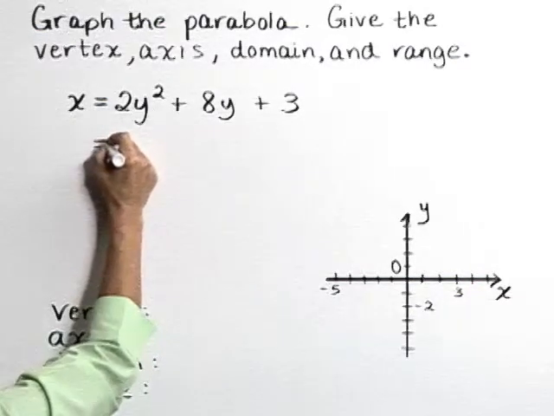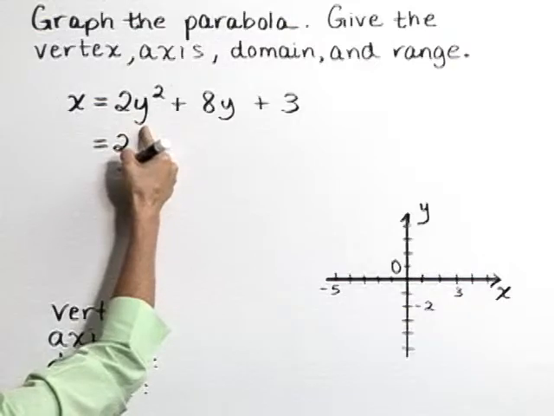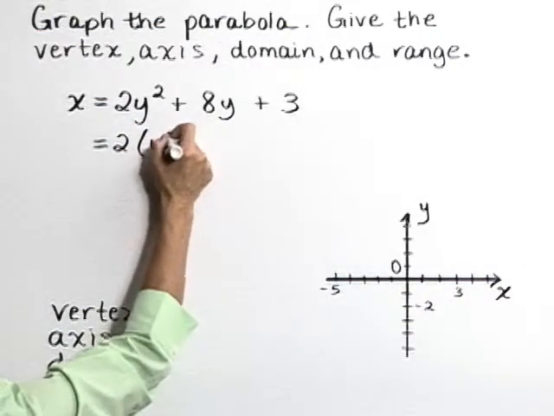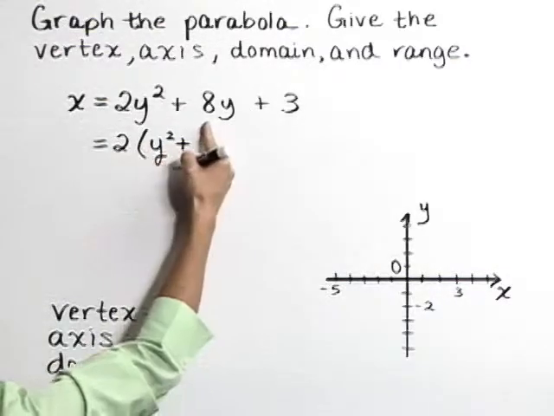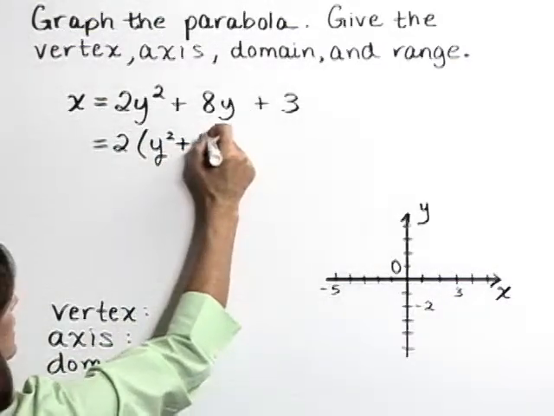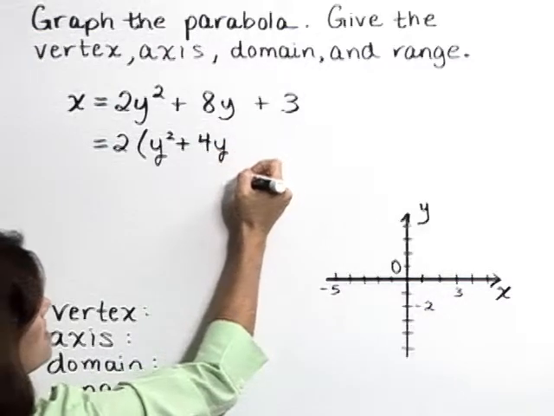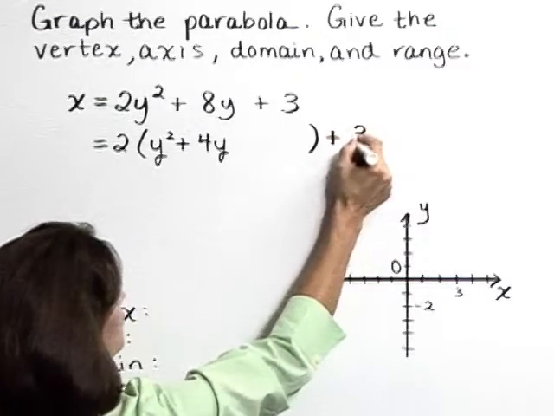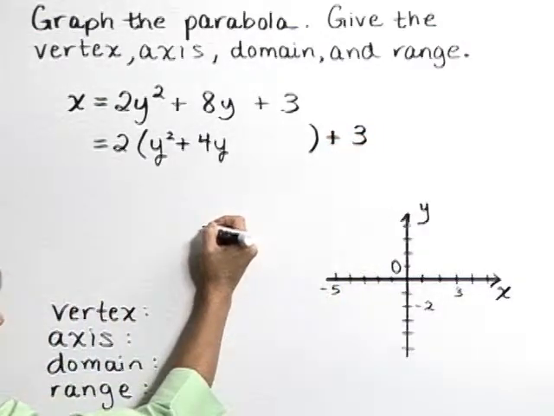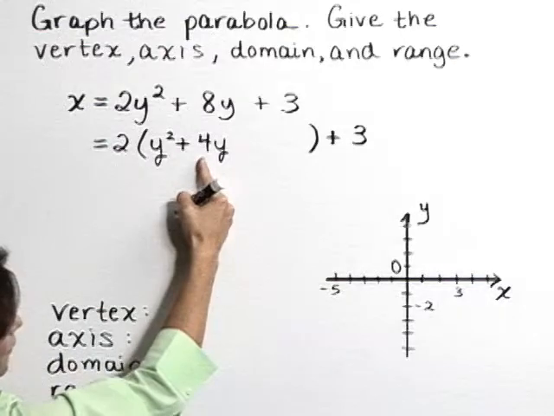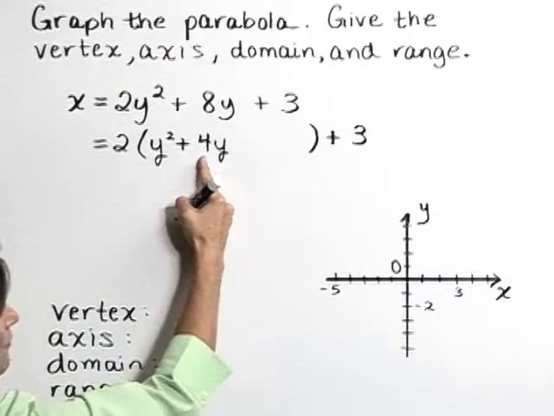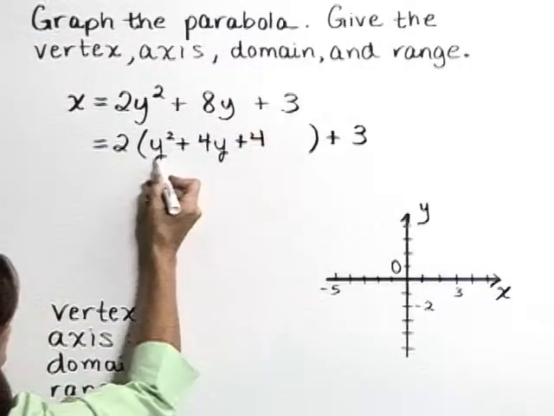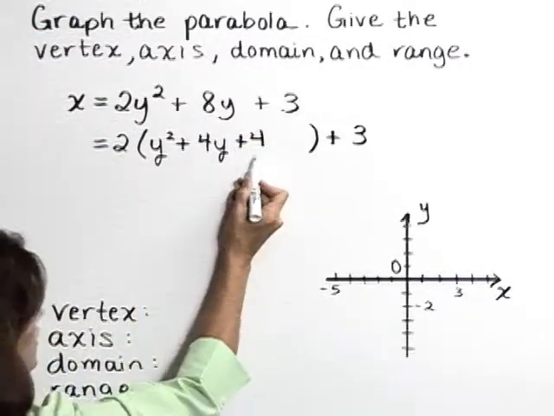So let's start here on the right side, and I'm going to factor 2 away from that y squared term. Writing this as 2 times y squared plus, factor 2 out of 8y, so that's a 4y. Let's leave some room for completing the square, and let's just write this plus 3 outside that parenthesis. Now, look at your middle coefficient, which is 4. Half of 4 is 2, and 2 squared is 4.